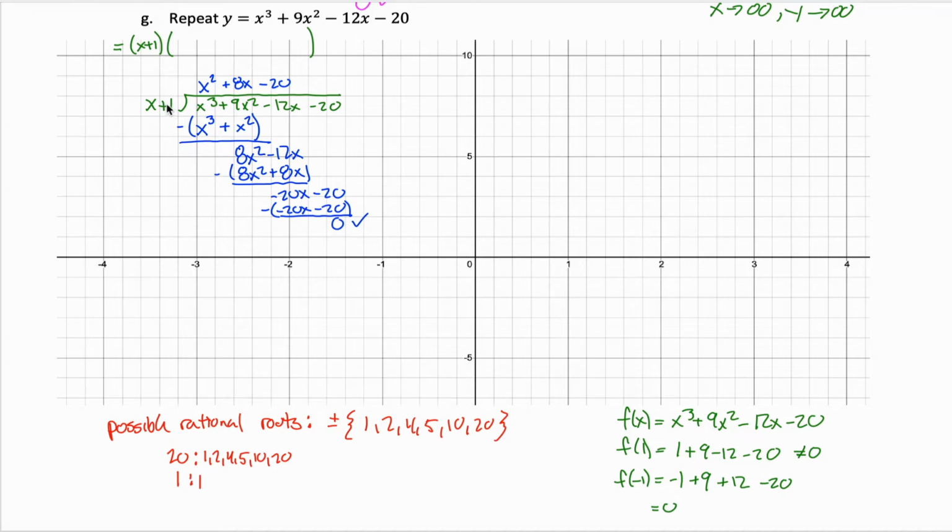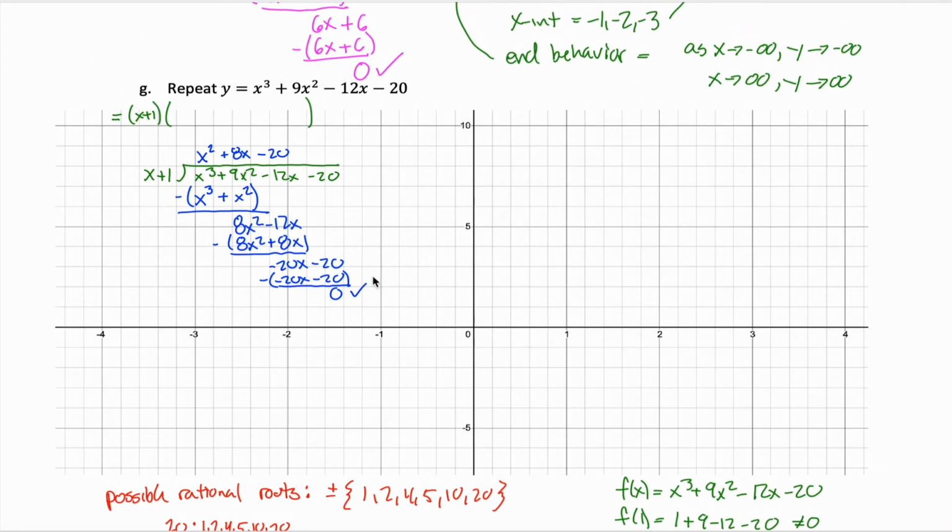because I knew x plus 1 was a factor of this polynomial. What that tells me is that this polynomial can be rewritten as x plus 1 times x squared plus 8x minus 20. I've rewritten this third degree polynomial as the product of a linear term and a second degree polynomial, which is a good place to be in because second degree polynomials are the types we know how to factor.